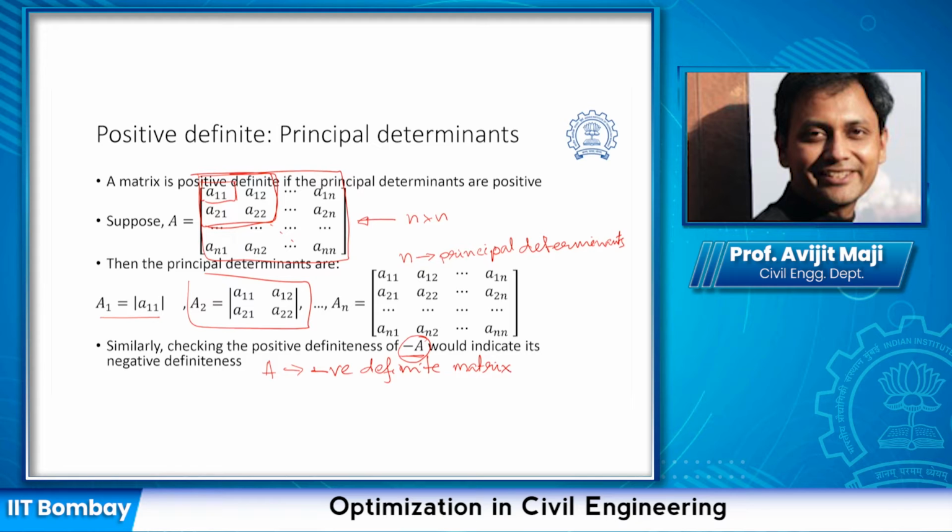These are the two ways how we can find out whether a matrix is positive definite or negative definite. There are other ways. You can adopt one of the ways to identify. In this class, we'll mainly adopt the principal determinants as it is easy to calculate.